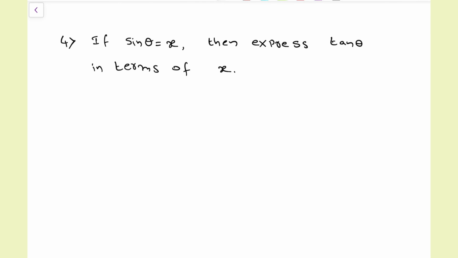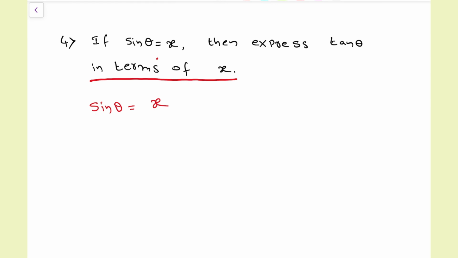Question number 4. If sine theta equals x, then express tan theta in terms of x. Here x is nothing but sine theta, right? So simply he is saying that express tan theta in terms of sine theta. So after "in terms of", I repeat, after "in terms of", whichever trigonometric ratio is there, you take it as x. So here he is speaking about sine theta, right? So sine theta we will take as x.